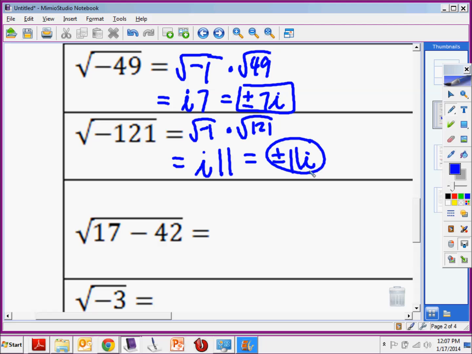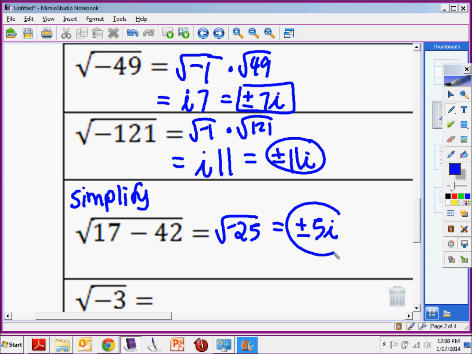All right. Here, before you do anything, you have to simplify. Simplify means I simply combine my like terms. So what's 17 minus 42? Negative 25. So now I have the square root of negative 25. We should be able to do this without breaking it apart, right? So what should be my final answer? 5i. Plus or minus 5i. There we go. So can we do that to all of them?